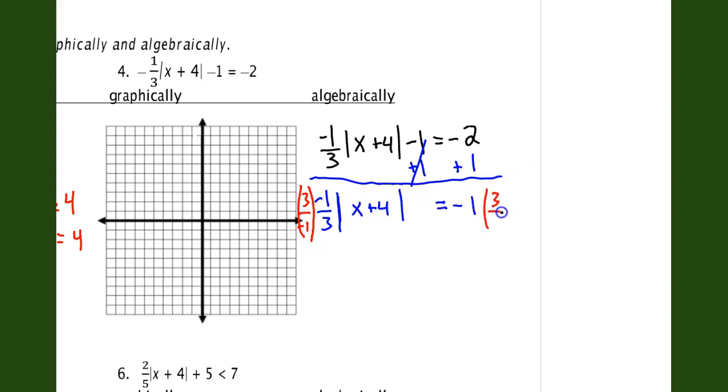Right. Here we go. So these -1s cancel out, equal 1. The 3s cancel out, equal 1. So we're just left with the absolute value of x plus 4 equal to -1 times 3 divided by -1, which is +3.